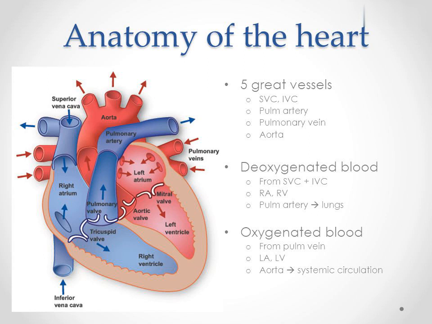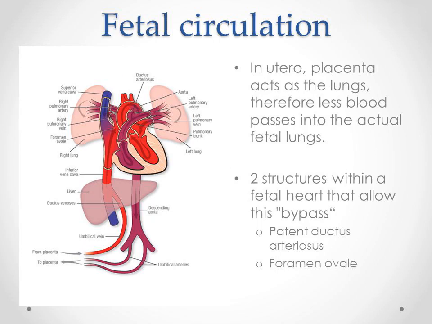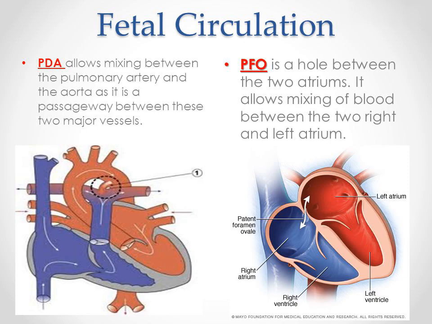Systemic circulation, fetal circulation. In utero, the placenta acts as the lungs, therefore less blood passes into the actual fetal lungs. There are 2 structures within a fetal heart that allow this bypass: patent ductus arteriosus and foramen ovale. The PDA allows mixing between the pulmonary artery and the aorta, as it is a passageway between these 2 major vessels. The PFO is a hole between the 2 atriums. It allows mixing of blood between the right and left atrium.